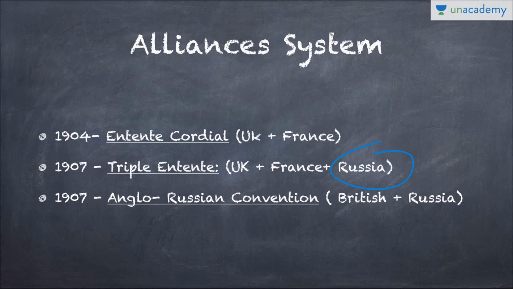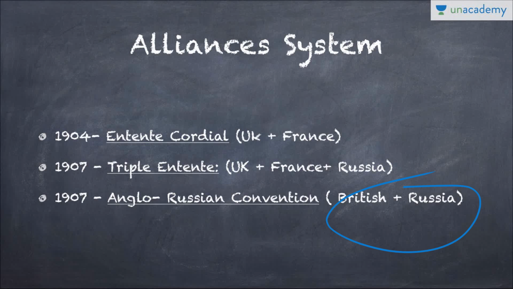And in 1907, you separately had an Anglo-Russian convention between Britain and Russia. So now this system is clear. The Franco-Russian alliance was a political and military pact that developed between France and Russia. Basically it was due to the common fear of Germany's aggression and to counter it unitedly.